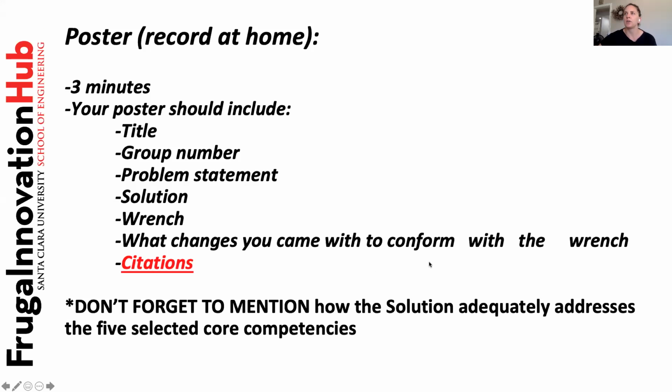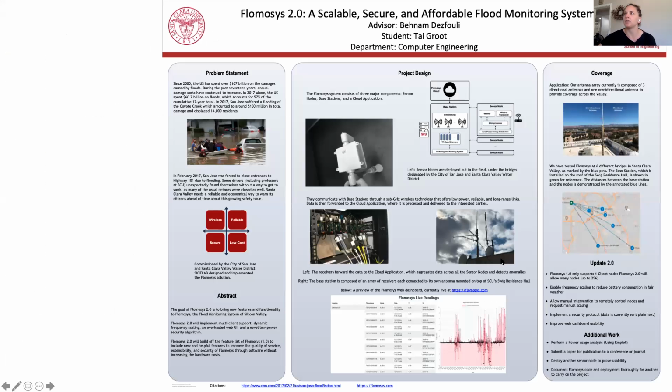Okay, so here are some examples of posters. Here's one poster. This is again from the Frugal Innovation Hub. This is FlowMOS 2.0, a scalable, secure, and affordable flood monitoring system. This was created in PowerPoint. So you can use PowerPoint, you can use Google Slides, you just divvy up those slides. You see here the problem statement with a picture. Here's where you'll probably put your solution, your prototyping. Somewhere maybe over here would be your evaluation matrix. But here's an example of a poster.